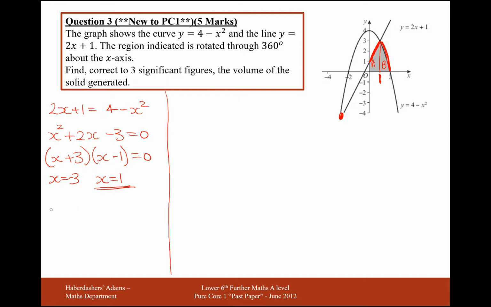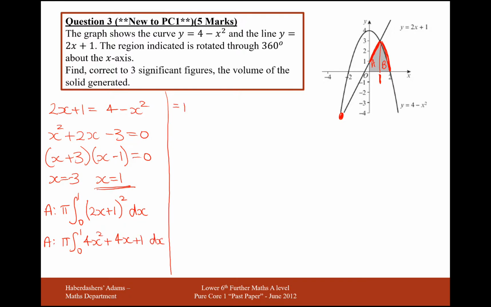So the integration for part A is going to be pi times the integral from 0 to 1 of the line y equals 2x plus 1, because that's the curve that's bounding it. But remember, the formula uses y squared, so we have to square that function as well. Then we need to expand those brackets, which gives 4x squared plus 4x plus 1 dx.